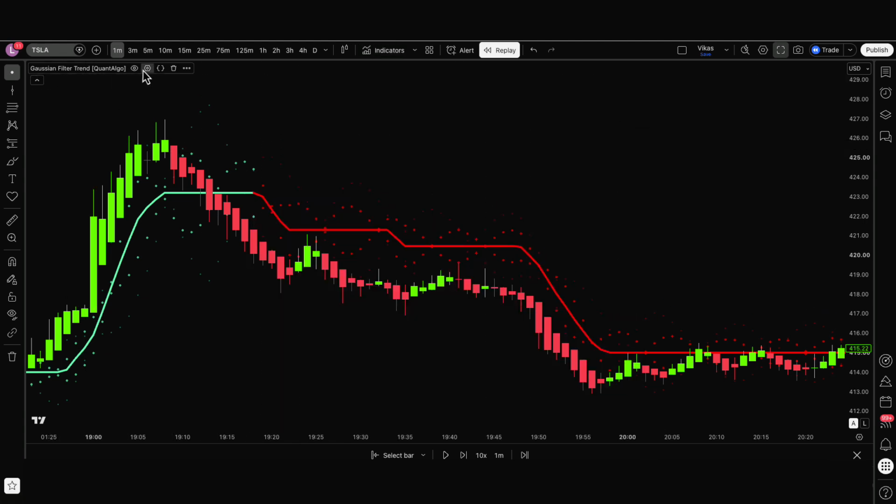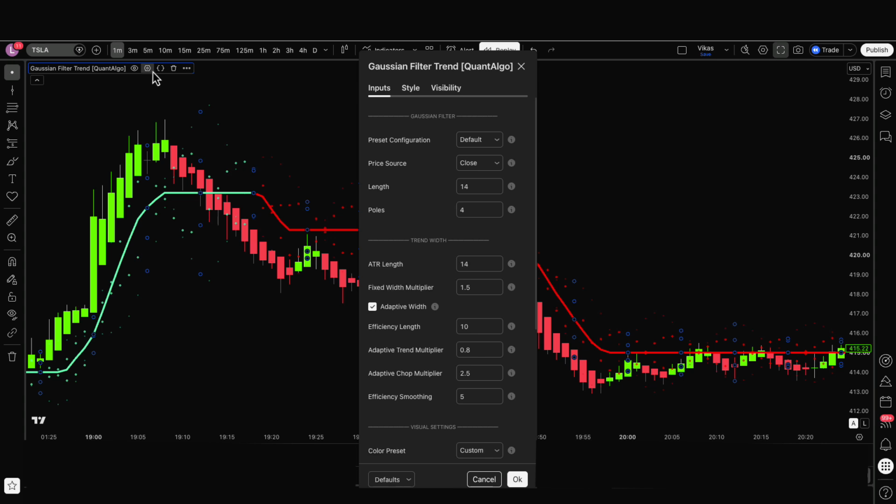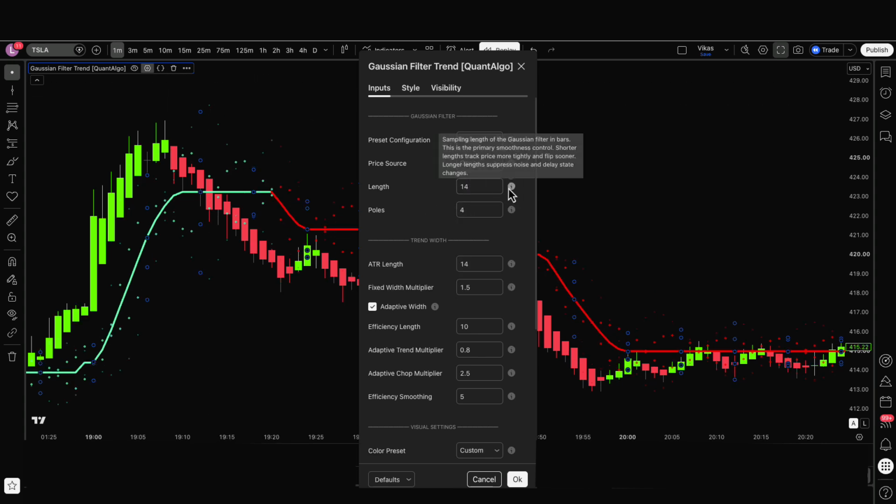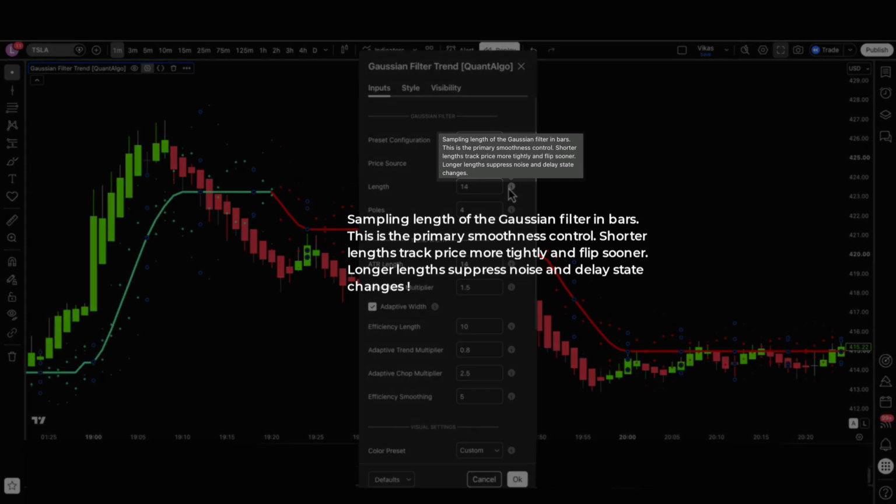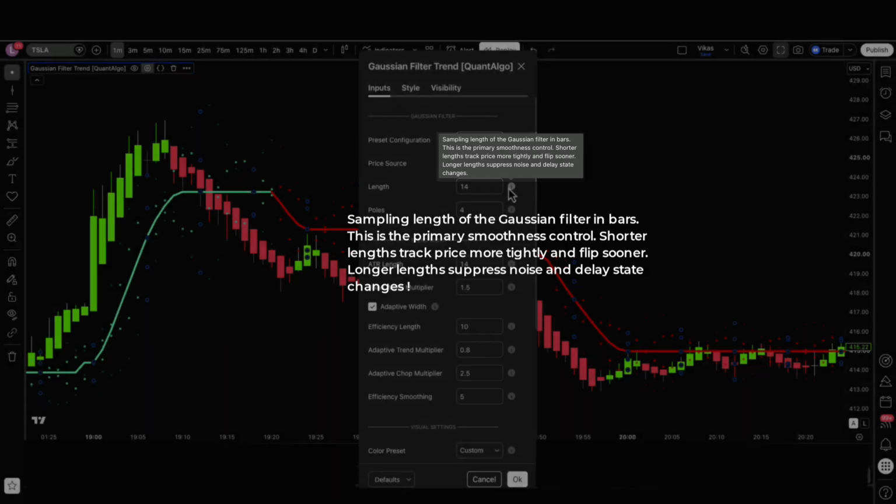Now the indicator settings change for perfect signals. First we change price source, close to open, and sampling length of the Gaussian filter in bars. This is the primary smoothness control. Shorter lengths track price more tightly and flip sooner. Longer lengths suppress noise and delay state changes.